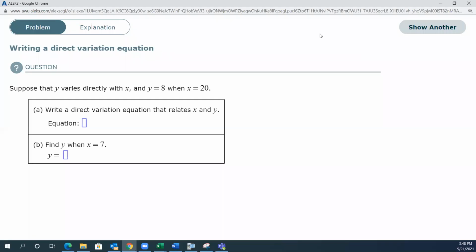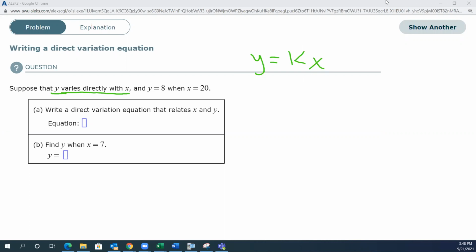Okay, so now we're going to build the direct variation equation, and it's not too bad. So it says, suppose that y varies directly with x. Okay, so I see varies directly. So immediately I'm thinking y equals k times x. There are other basic templates for other types of variation, which we will see soon enough, but not in this video.